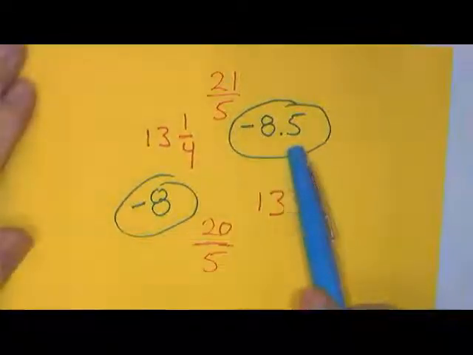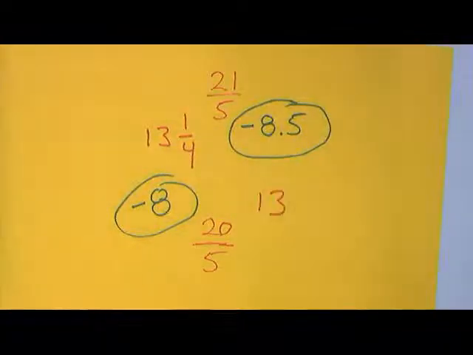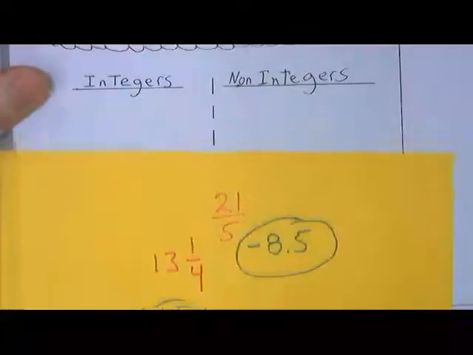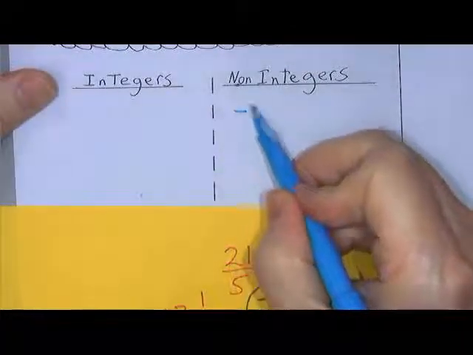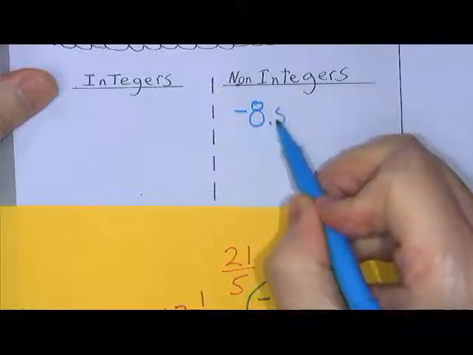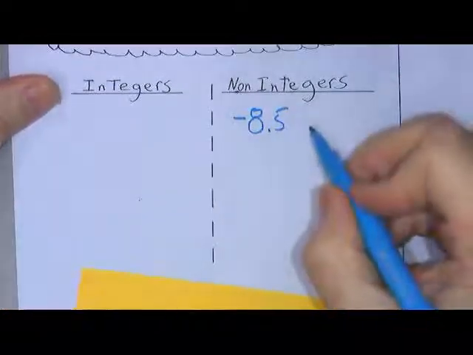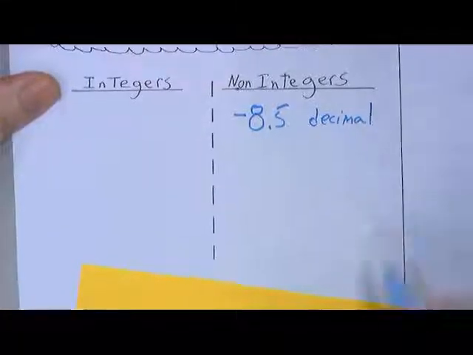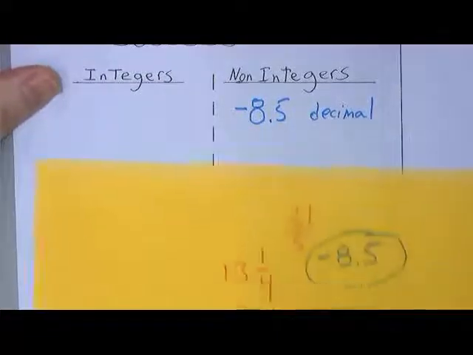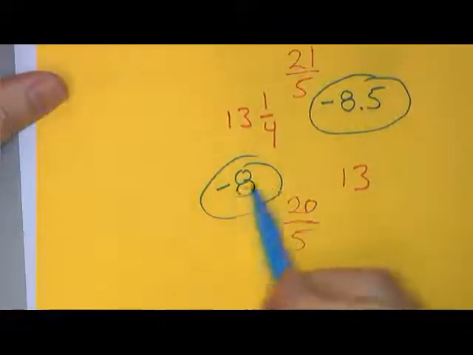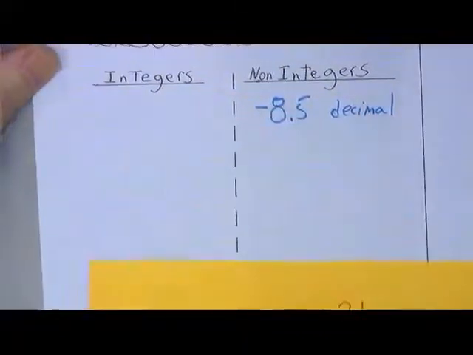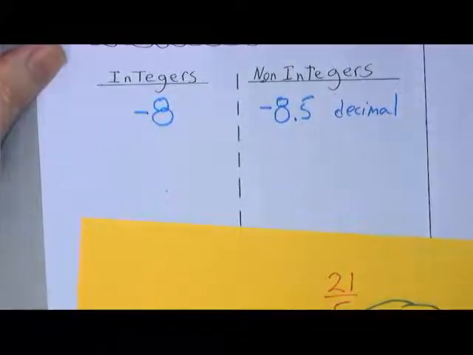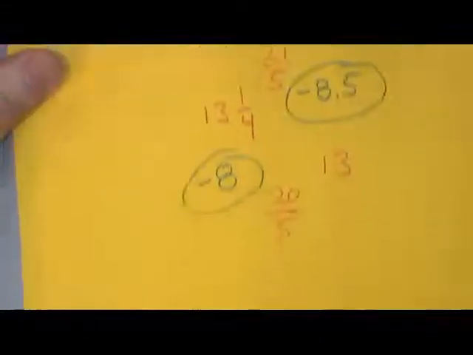What about negative 8.5? Is that an integer? No, it's not. Negative 8.5 is not an integer. Why is it not an integer? Because it has a decimal. But negative 8, that's an integer. So these two are out.